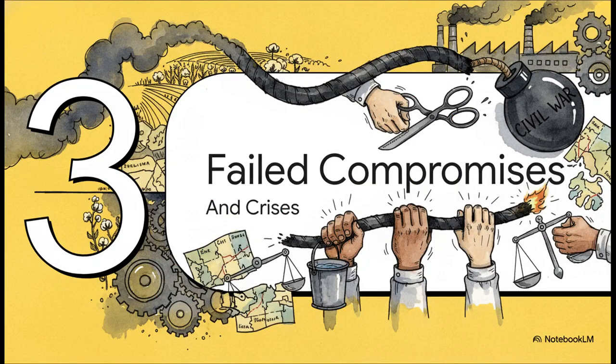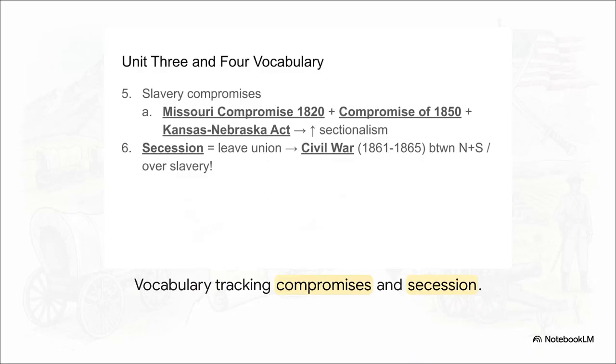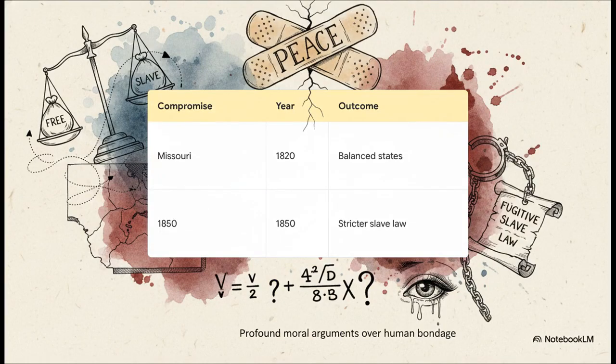Which brings us to Section 3, failed compromises and crises. The fuse is lit, so let's see how the government desperately tried to stop the explosion. When you look at the history, there's this incredibly clear, tragic chain of cause and effect. You can trace a direct line from the various slavery compromises, straight through to increased sectionalism, and ultimately right to secession and the Civil War itself. Let's break down exactly what those compromises were as the government scrambled to maintain a fragile peace.